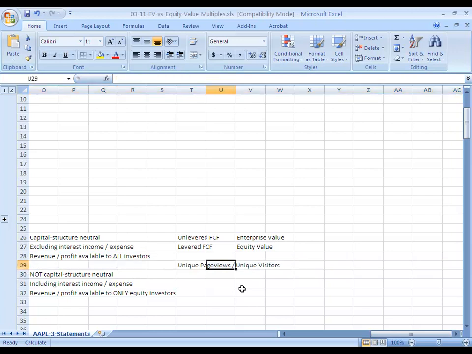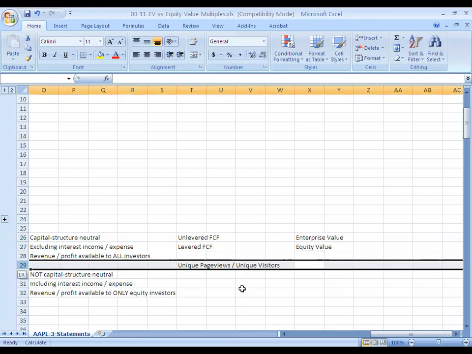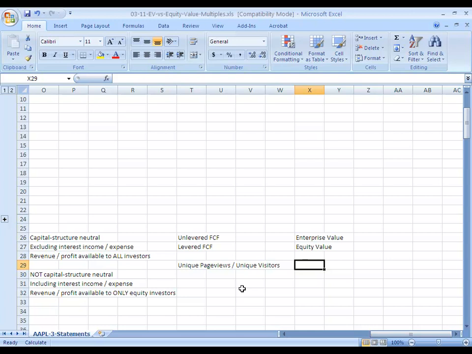So in this case, for unique page views and unique visitors and other metrics like this, these are available to all investors in the company, so we're going to use enterprise value. Because effectively, even the debt and preferred stock investors will be earning money, income, as a result of these page views and unique visitors, because these are going to result in revenue, and then the revenue is going to be the basis from which the debt investors and preferred stock investors, for example, get paid.